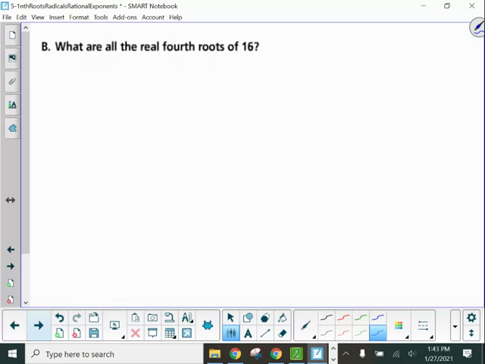Part B, what are all the real fourth roots of 16? So I want to know what number raised to the 4th power is going to give me 16. This one I'm going to look at through factoring, because if you don't think about it this way, there's a very good chance you're actually going to miss some of the answers.